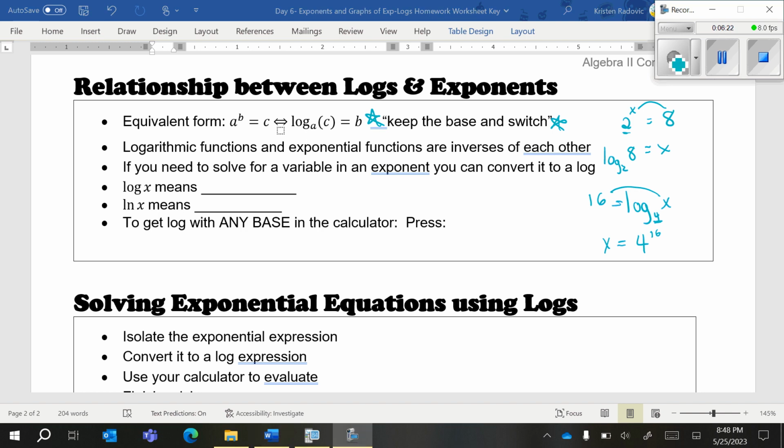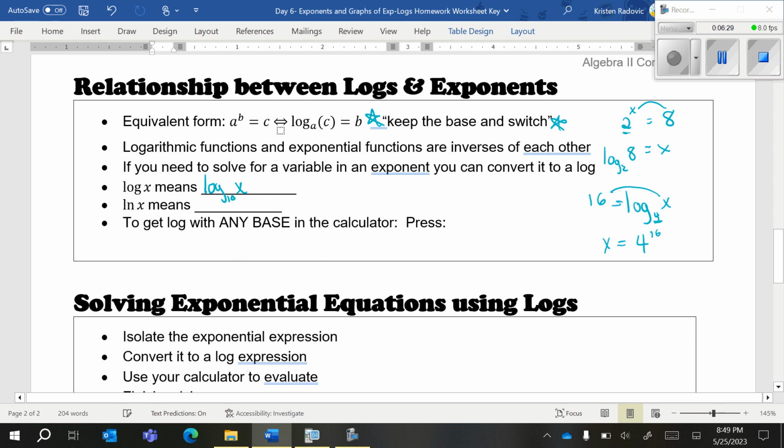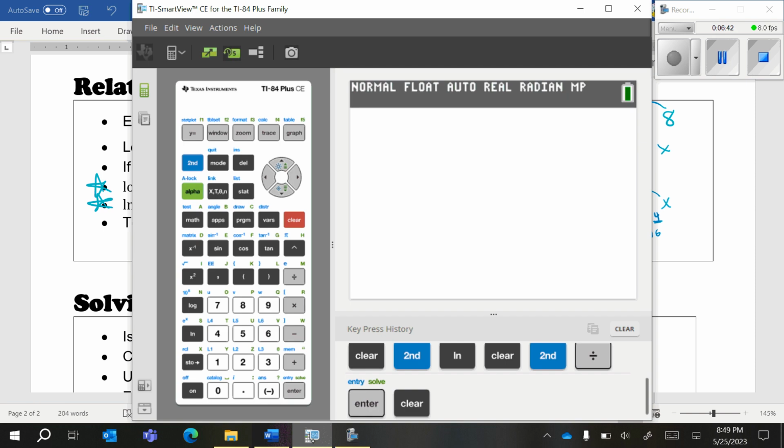If you see log of x and there is no base missing, that's because it actually has a base of 10. That is important for tomorrow. If you see ln, it represents log base e of x. So if you go to your calculator, you do have to remember both of these, but really it's not even remembering at all.